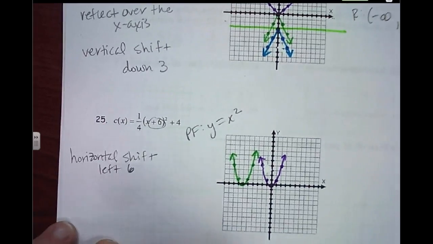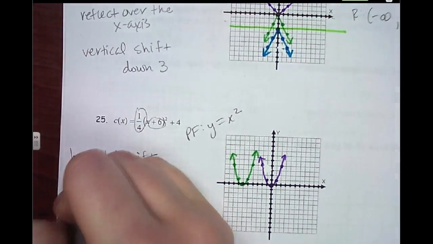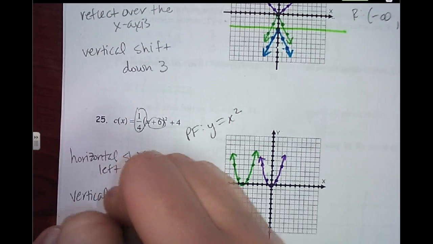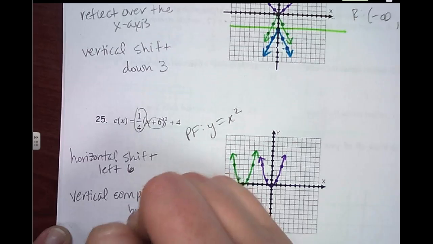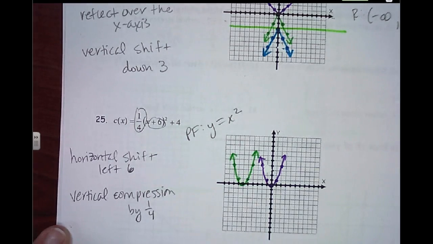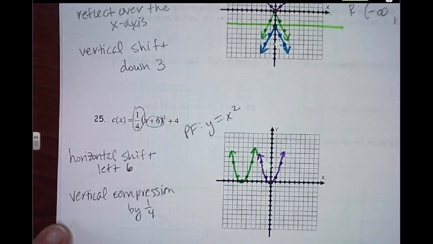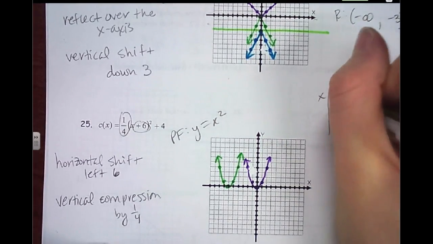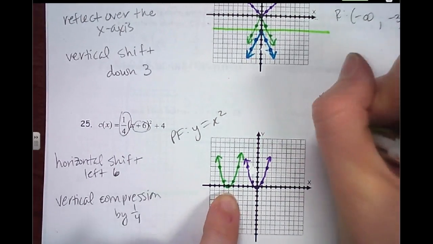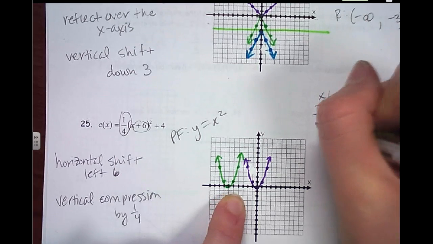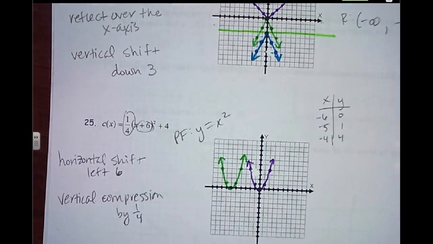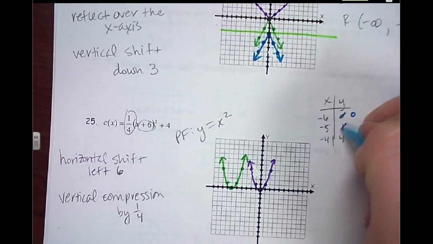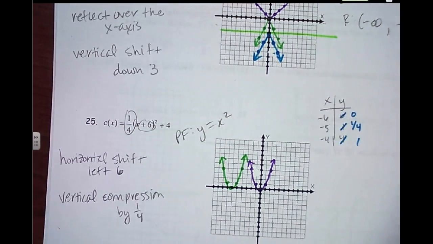Okay, secondly then is what's out in front. This is less than 1, so vertical compression by 1/4. If you are having trouble with this, you're multiplying the y values by 1/4. Again, make that table of values, x, y. So I have -6, 0. I have -5, 1, and I have -4, 4. Okay, I'm multiplying the y values by 1/4. So this stays 0, this becomes 1/4, and this becomes 1.